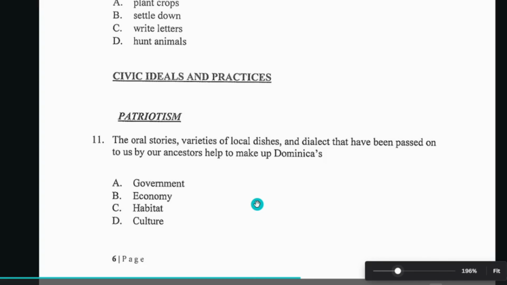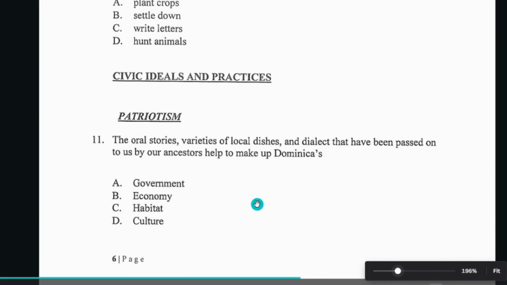Is it A, buying groceries, B, obeying the laws of the land, C, paying taxes, or D, voting in a general election? They tell us it is not. So we know that obeying laws is an act of patriotism. We know that paying taxes is an act of patriotism. We know that voting in a general election is an act of patriotism. So therefore, A is not an act of patriotism.